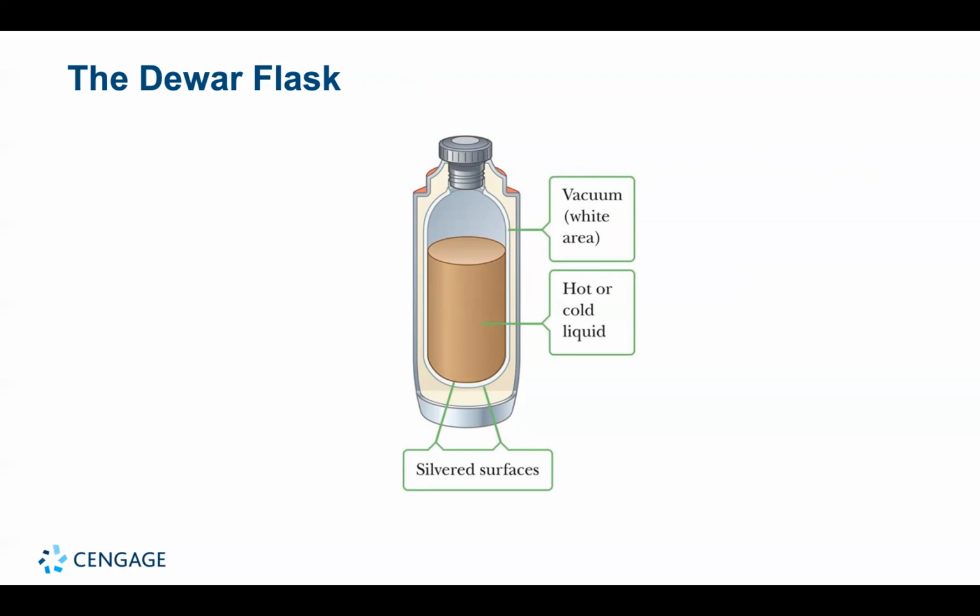The silver surface minimizes energy transfer by radiation because silver is a very good reflector and it has very low emissivity.